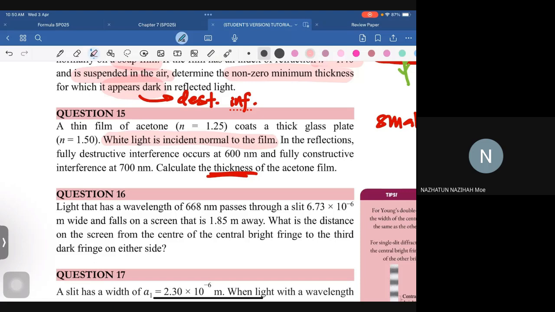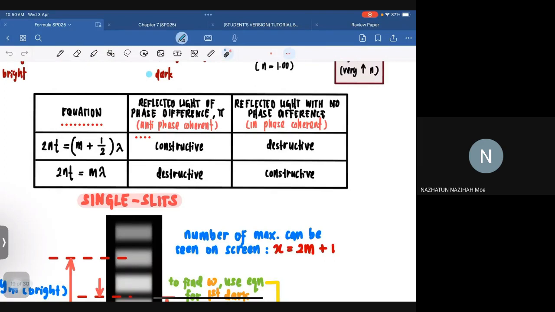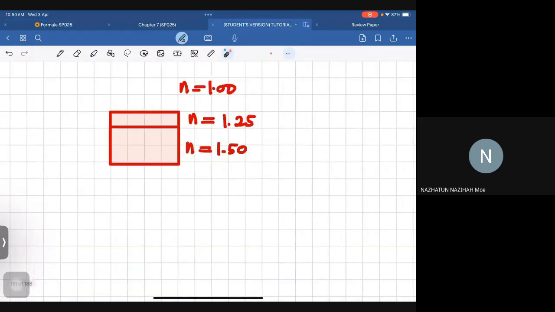In the reflection, fully destructive interference, so they mentioned sudah, it's destructive, occurs at 600 and fully constructive occurs at 700. So we have to determine the thickness of the film lah. But again, kita tahu dia destructive dengan constructive. Tapi which one? Is it this formula or this formula? Okay, so kita kena decide lah between these two. So again, kita kena buat macam yang kita buat sebelum ni. Decide dulu dia ada phase difference ataupun tidak.